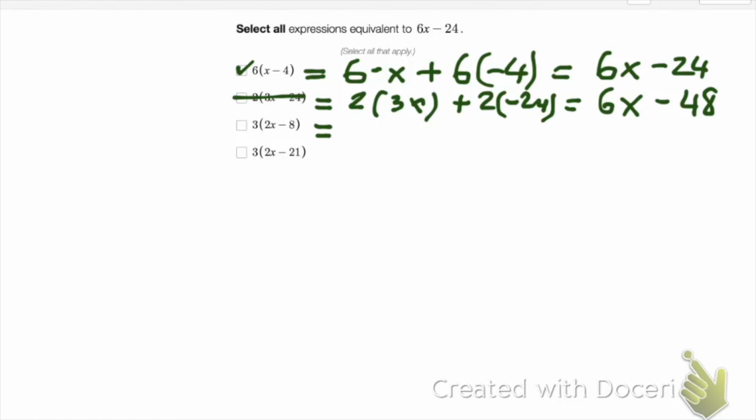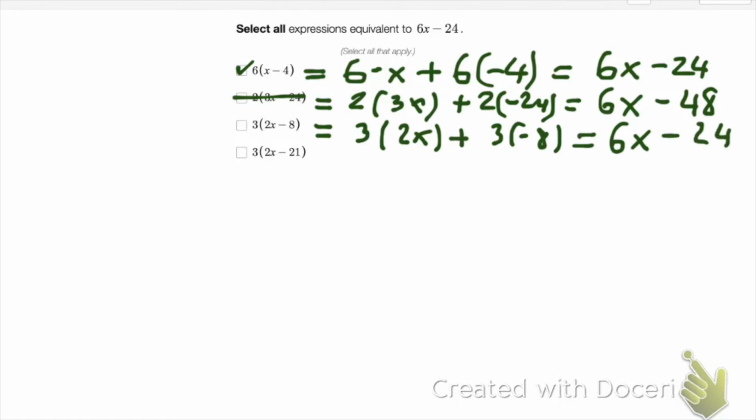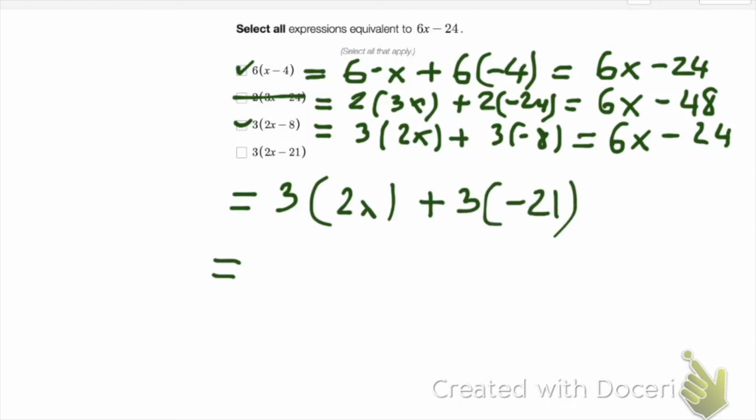Then the next one we have is 3 times 2x plus 3 times negative a. 3 times 2x is 6x minus 24, and we pick it. The last one we have is 3 times 2x plus 3 times negative 21. 3 times 2x is 6x, and 3 times negative 21 is negative 63, so we don't pick it.